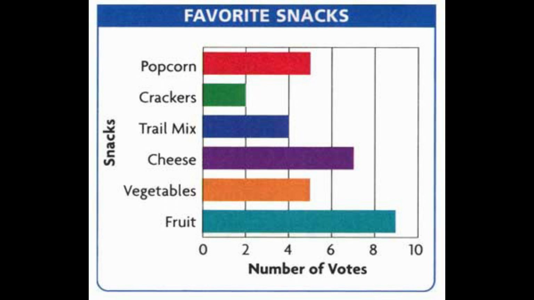On this horizontal bar graph, you can pretty easily tell, just like with the vertical bar graphs, which item got the least votes. In this case, it's crackers, and which item got the most votes. On this graph, it is fruit. And you can still answer questions about the graph, just like we did with the vertical graph. We could say things like, how many more votes did trail mix get than crackers? Well, crackers got 2 votes, and trail mix got 4 votes. So you do the math. How many more did trail mix get? 2, correct. Good job.